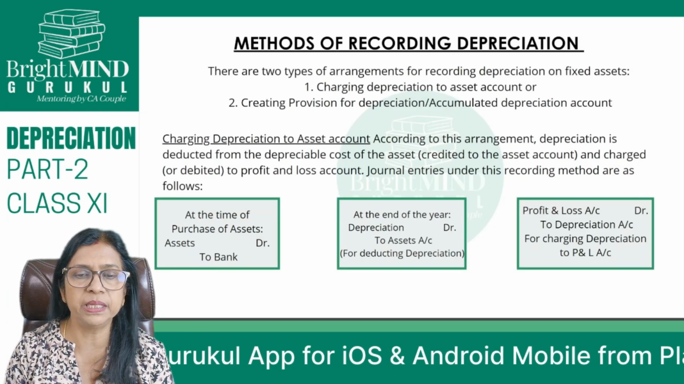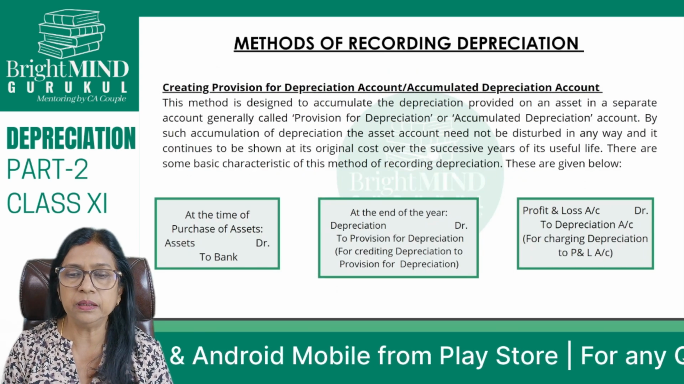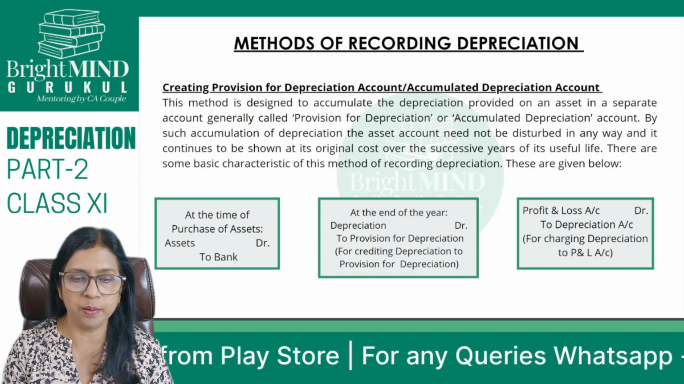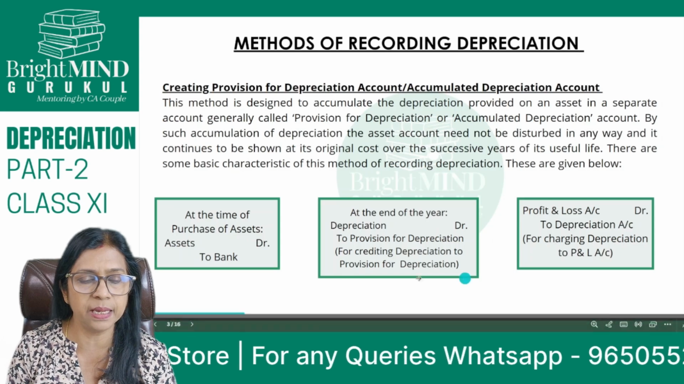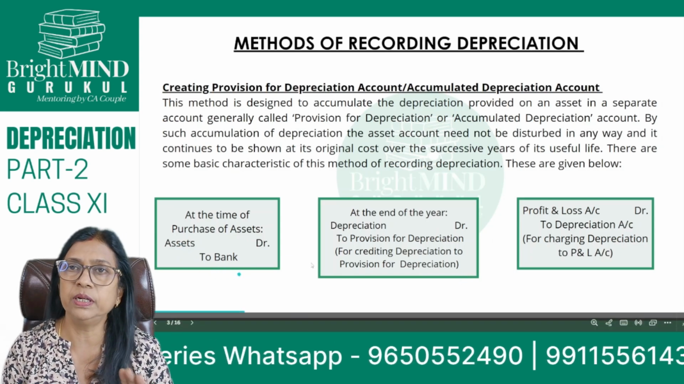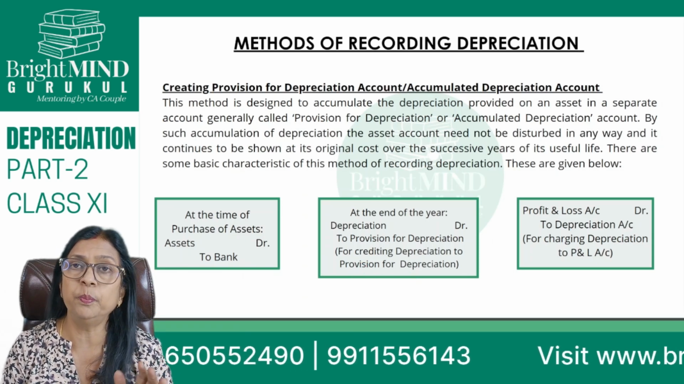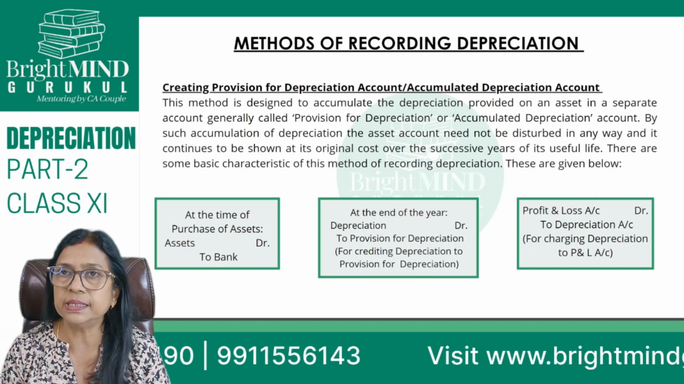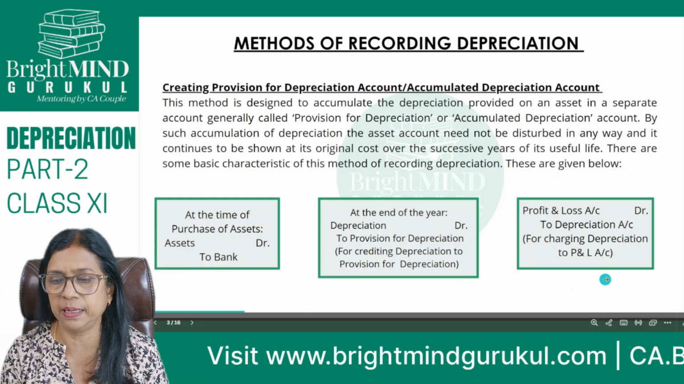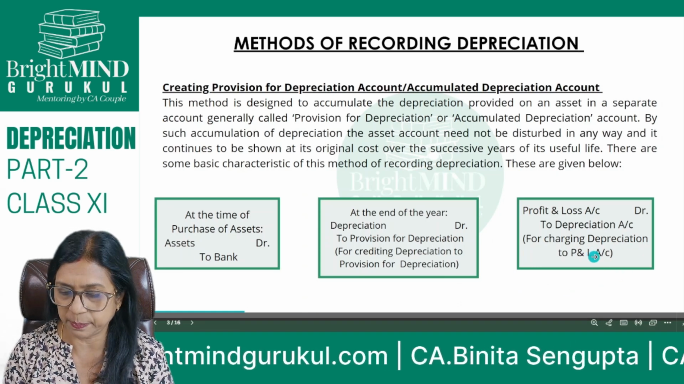Now going to the second method, that is provision for depreciation or accumulated depreciation account. Here a provision for depreciation account is created. So the journal entries at the time of purchase of asset are the same: asset debited to bank account or cash account. At the end of the year, when depreciation is going to be charged, the entry will be depreciation debited to provision for depreciation account. So the asset is not touched. Now the third entry is for charging depreciation. It is the same: profit and loss account debited to depreciation.